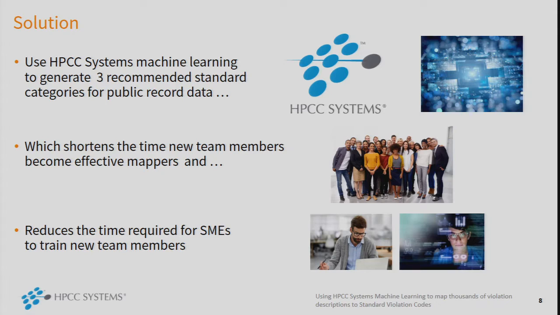So we decided to use the HPCC systems after we did a prototype to do the classification and to assist these novice mappers as they travel down the learning curve of becoming effective mappers. The machine learning implementation would generate 3 recommended categories for each of these events. And this would shorten the time for team members to become effective. They could narrow down the hundreds to near where these 3 recommendations were made. And this also would reduce the time that the subject matter experts will need to train the new team members.